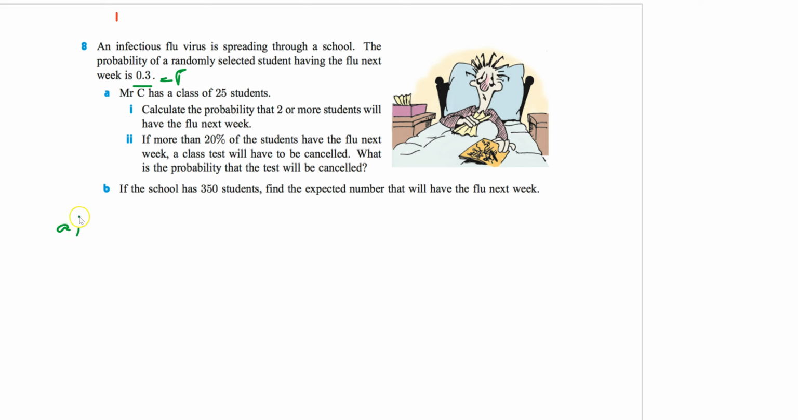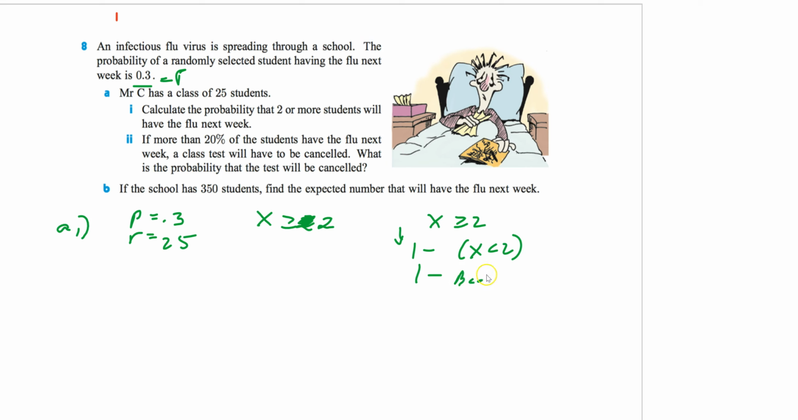Okay, so part A, right? We have our P is 0.3. His class has 25 students, and he wants 2 or more. So X is greater than or equal to 2, right? Because 2 or more, so greater than or equal to 2. So notice again, greater than or equal to, so it's CDF, right? And I have this pointing in the wrong direction, right? So they go 1 minus X is, you have the line, you're going to lose it, 2, which means I got to go 1 lower. So 1 minus binomial CDF of X is less than or equal to 1. Right, so that's the answer to A.